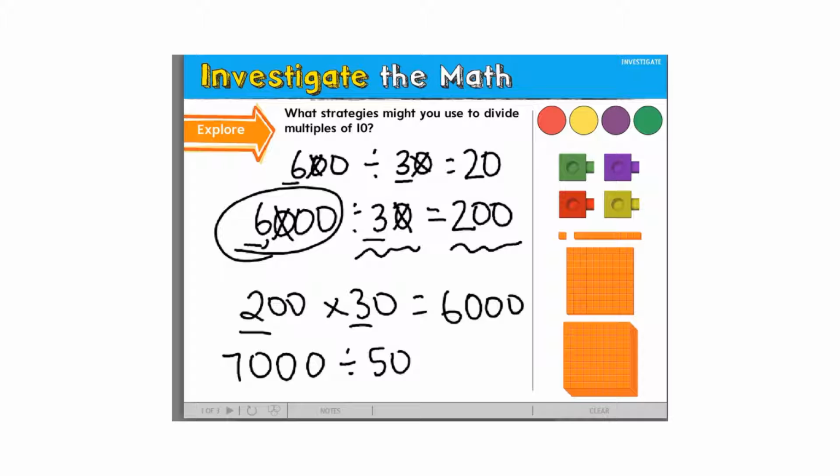That'd be a hard one. I'll wait for you to be quiet to hear the rest of that question. He says, what if I'm dividing 7,000 by 50? That is a question where this strategy isn't going to work. Anybody know why this strategy wouldn't work? Because you have to do how many times 50 will go. You would have to be dividing 5 into 7.